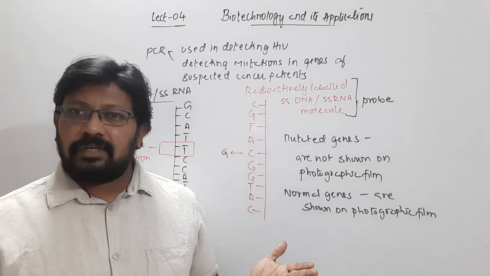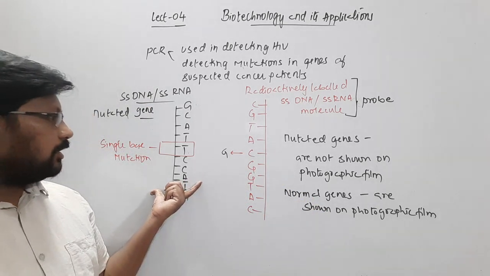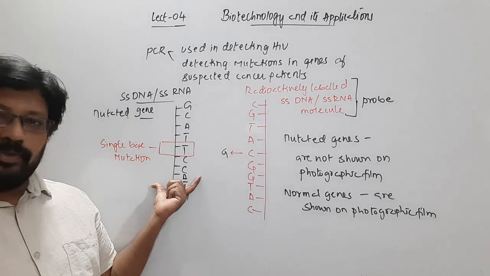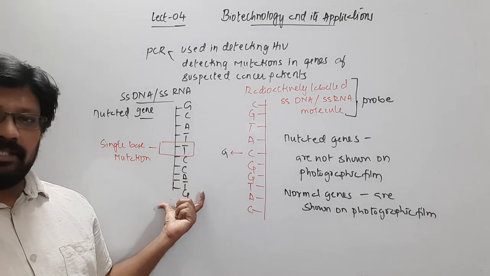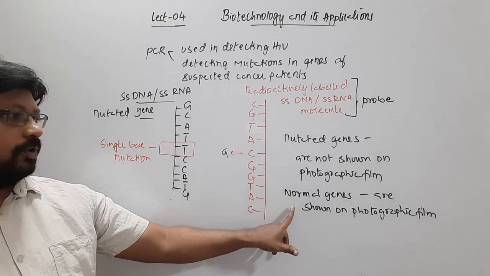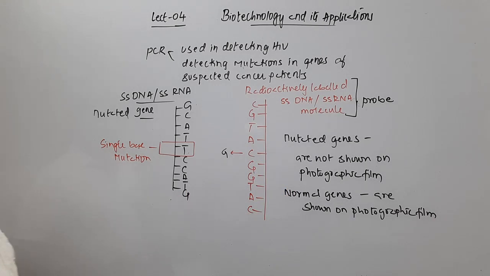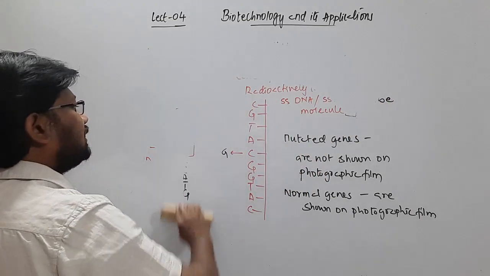If there is no radioactive label, of course, it did not bind to this DNA, of course when it is mutated. So when this gene is mutated, this probe will not bind. If it is not mutated, then this probe will bind, and that will be shown on the photographic film, right? So this is how we are using PCR in detecting the mutations in genes of suspected cancer patients, right? Now we will see about ELISA.